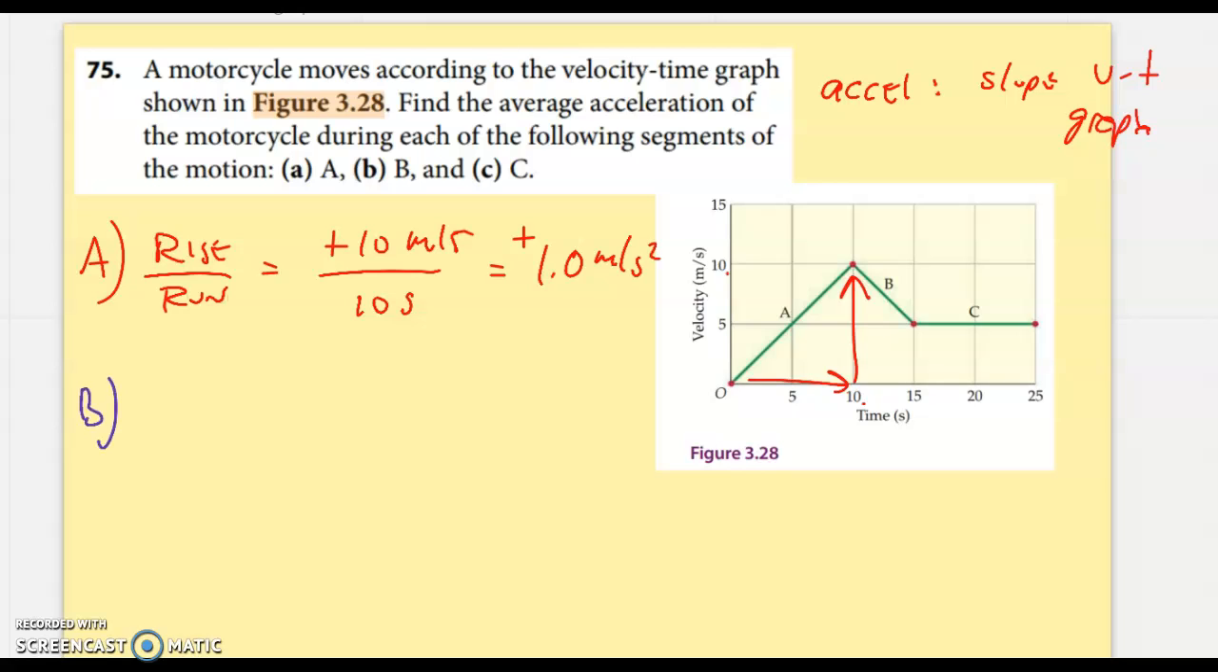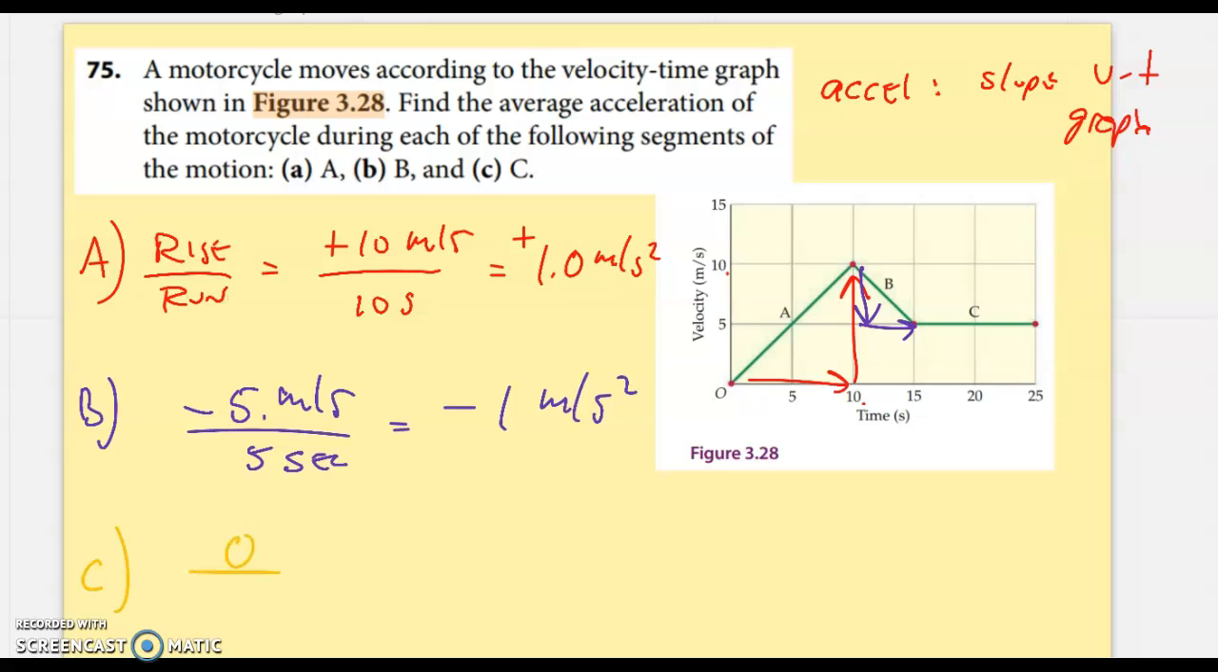For B, doing the same thing. This is a negative rise. I'm going down by 5 meters per second, and I'm running 5 seconds. So I'm going to make that negative 1 meter per second squared. And then in section C, I have no rise, and so that's going to be 0, strictly speaking, over 10 seconds gives you 0.